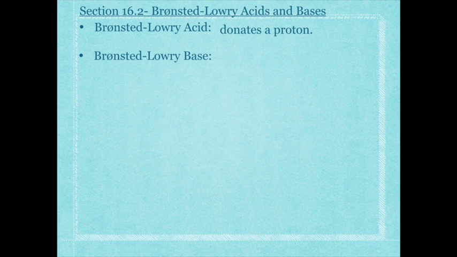All right, the next definition of acids and bases is a little bit more inclusive, and that's the Bronsted-Lowry definition. A Bronsted-Lowry acid is defined as a substance that donates a proton, while a Bronsted-Lowry base is one that accepts a proton. And so the acronym that I use to remember that is BAAD: Bases accept, acids donate. So let's look at some examples to see how these Bronsted-Lowry acids and bases actually work in a reaction.